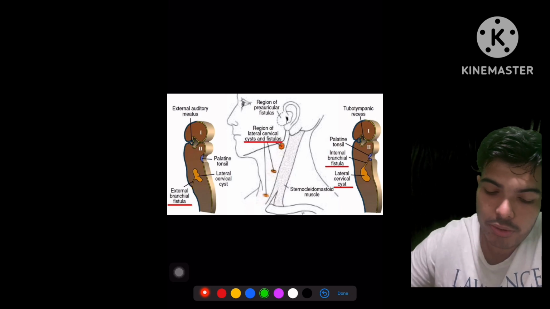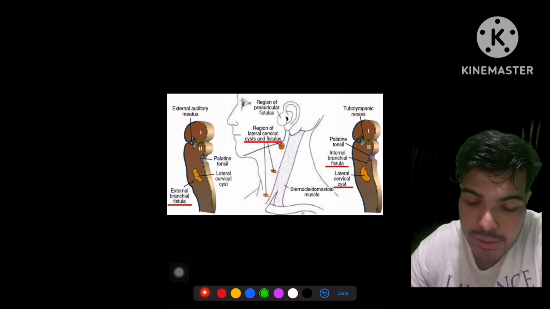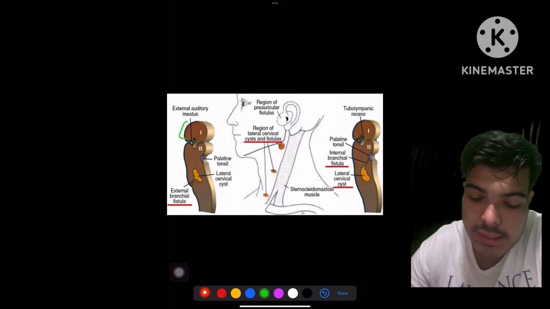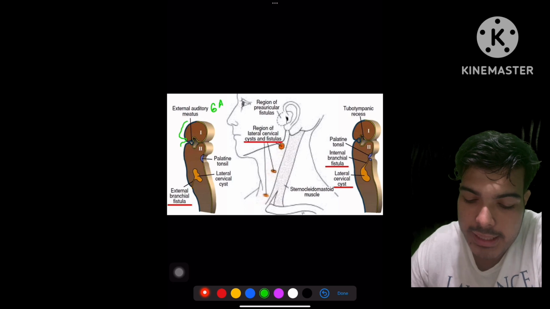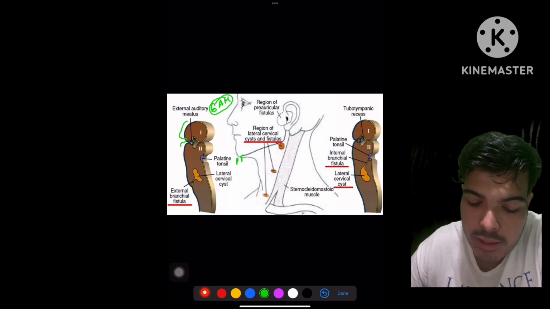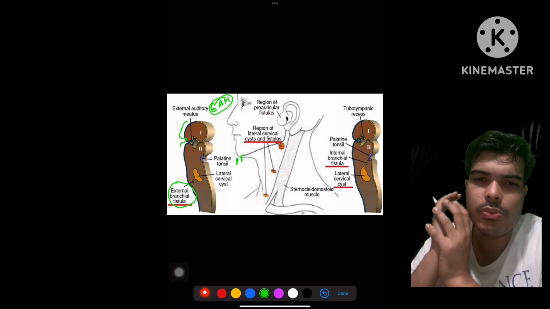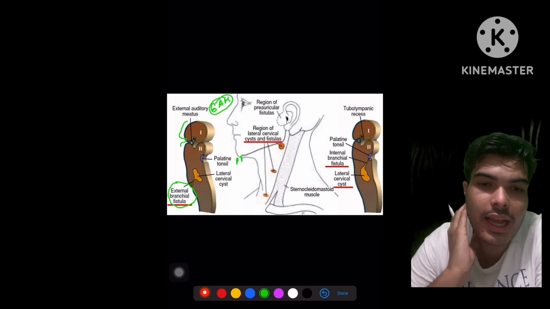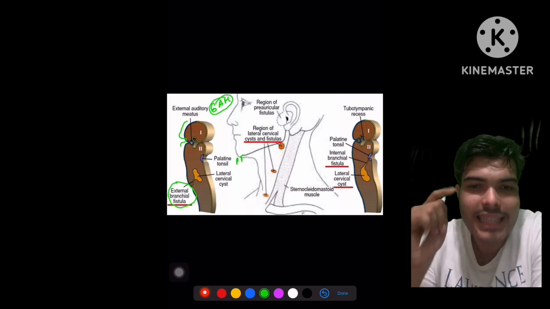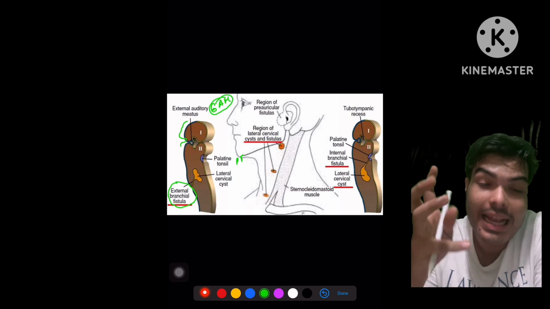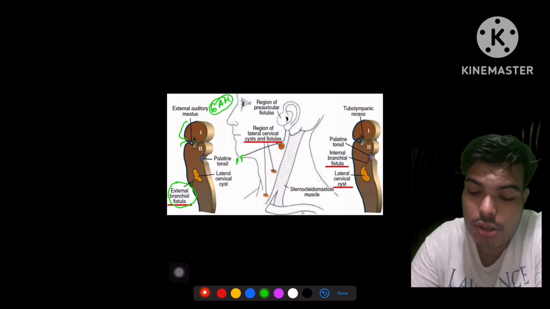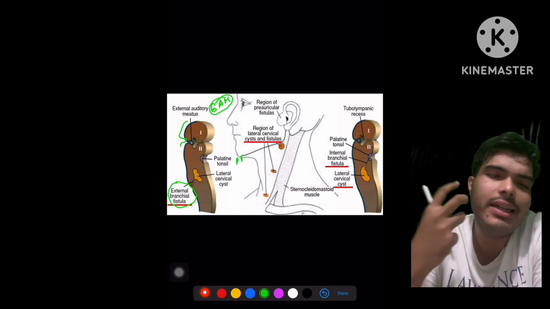Normally, if you look into this diagram, towards the outside you can see the external acoustic meatus. Inside, this is the palate and tonsil, and here you have the external branchial fistula. It has an opening along with the tonsils. Whenever we talk about a fistula, it has two openings. A sinus has one opening, and a cyst or swelling is basically a mass.